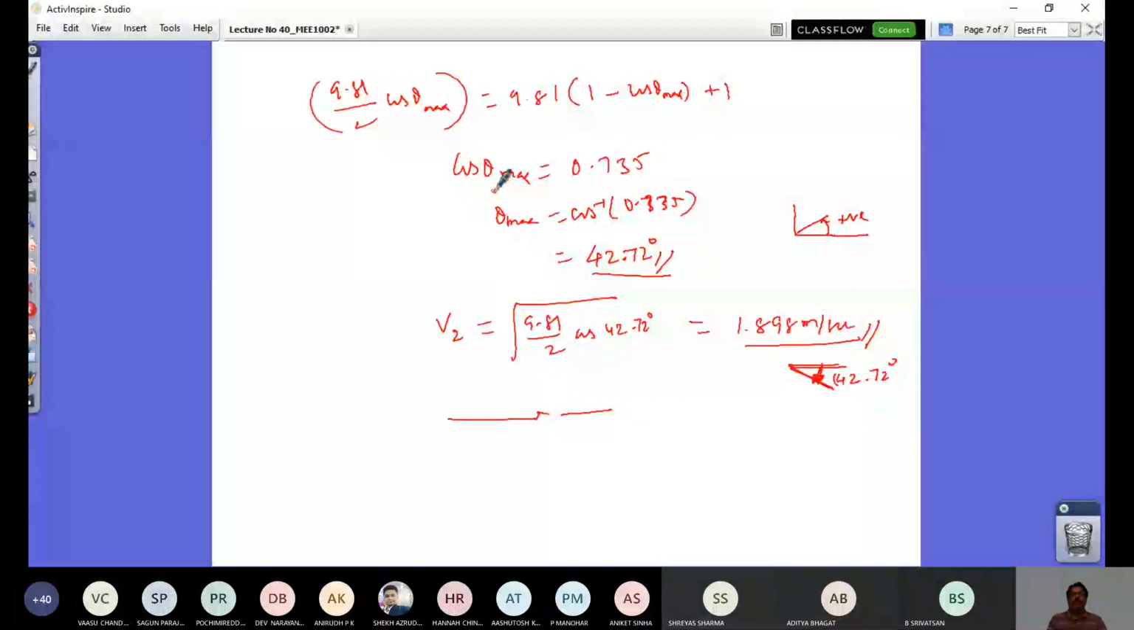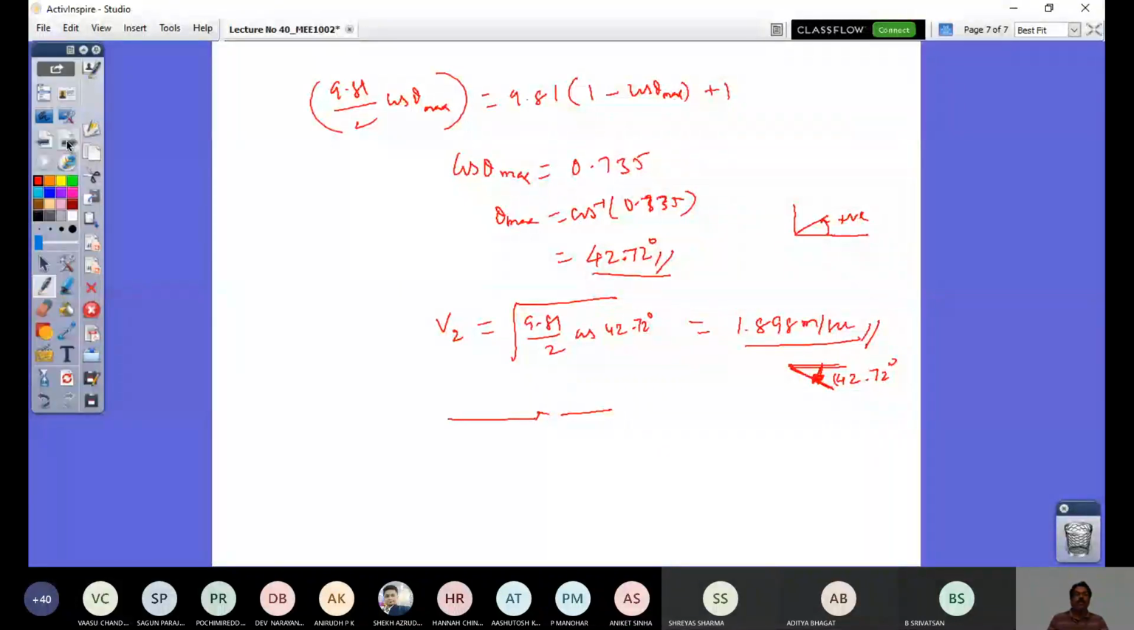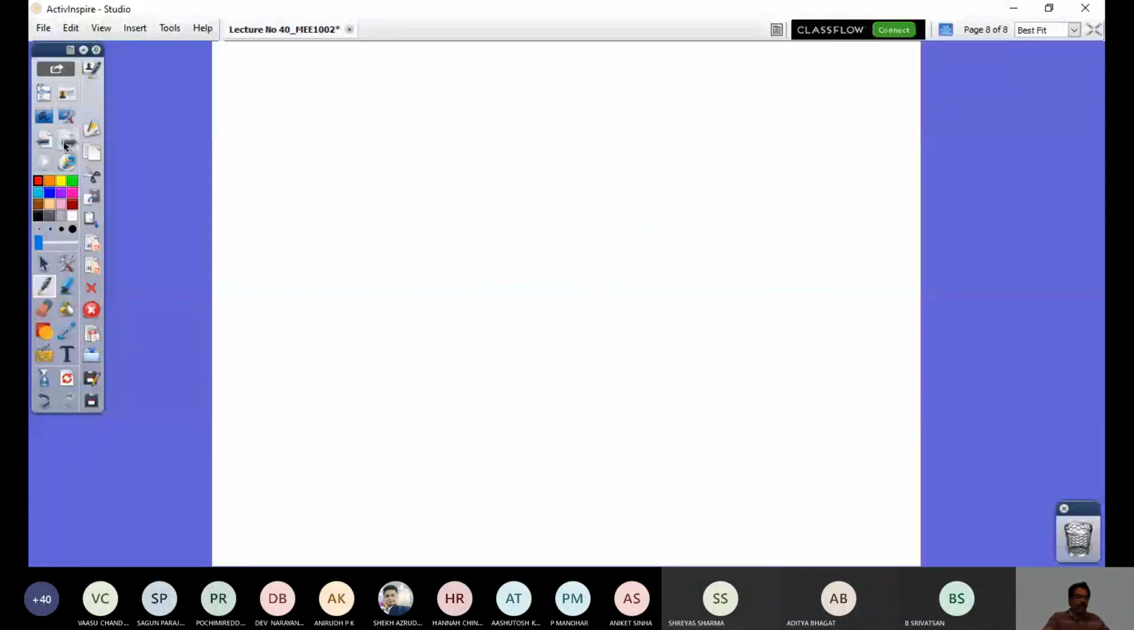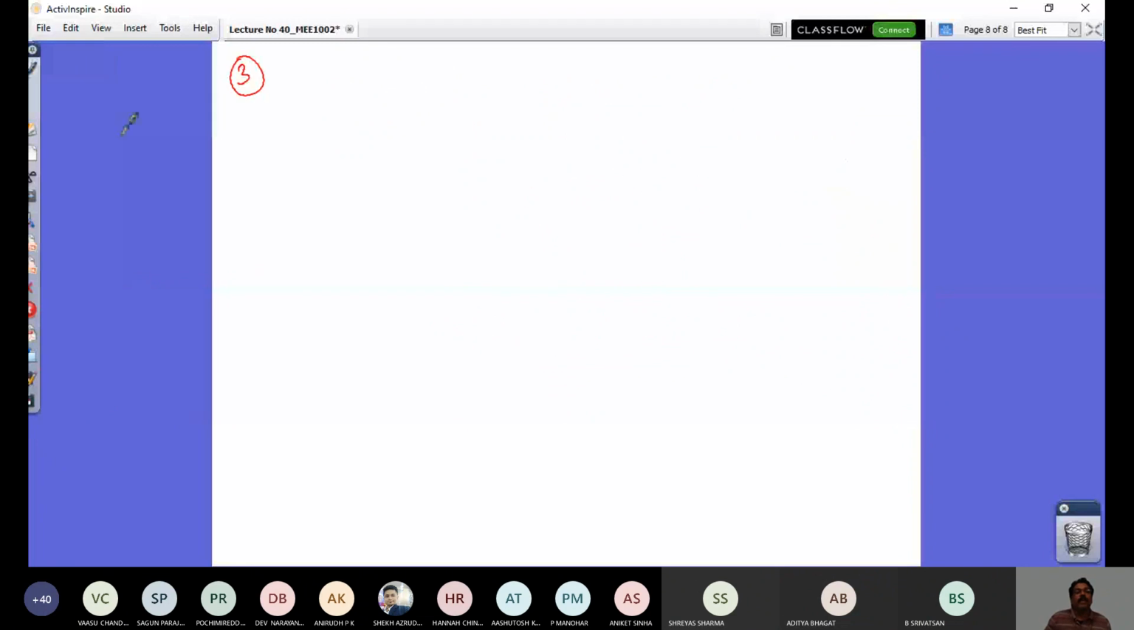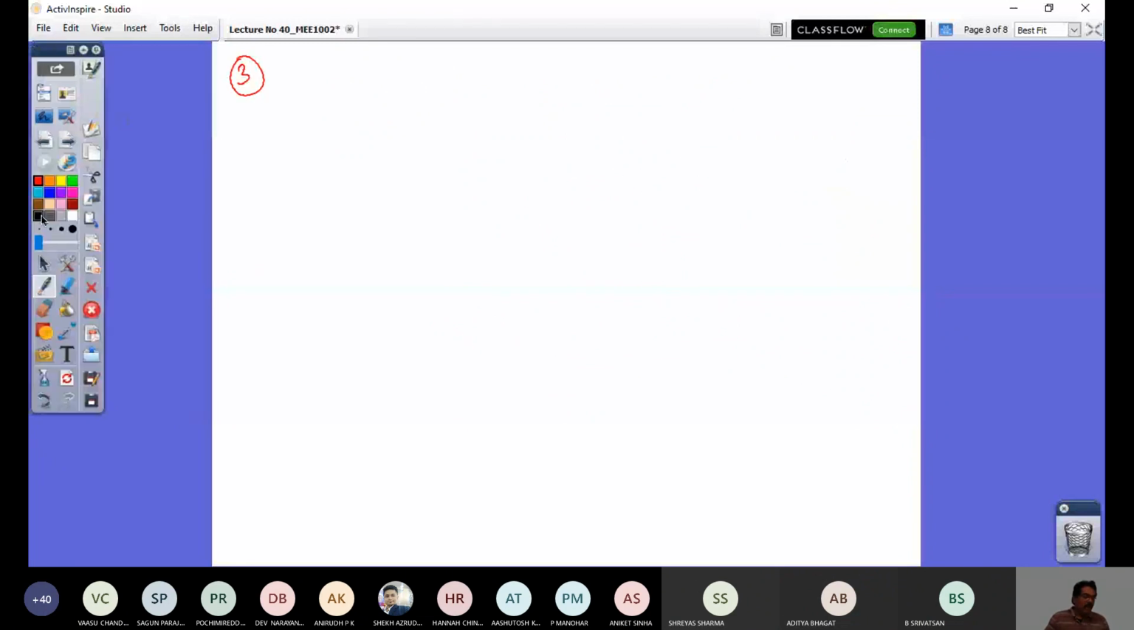A good problem. So let me pose the third problem as a homework problem for you to solve by the work and energy principle, and then I will complete today's class. So problem number 3 is again a conservative system you can consider.